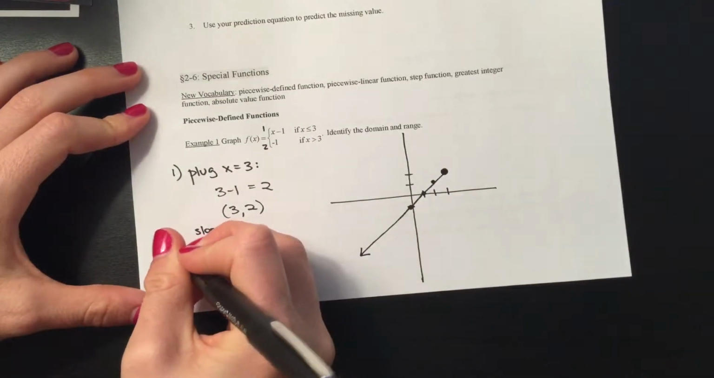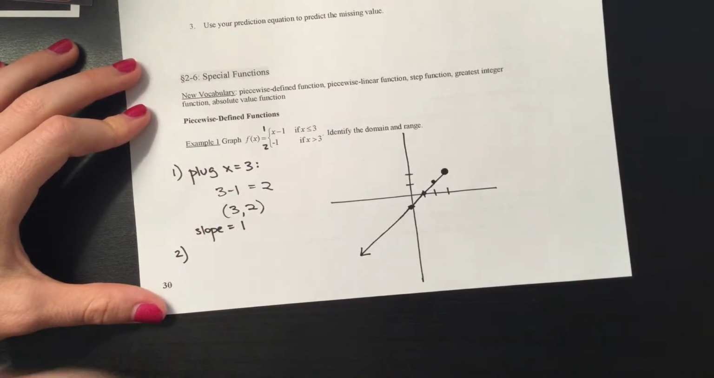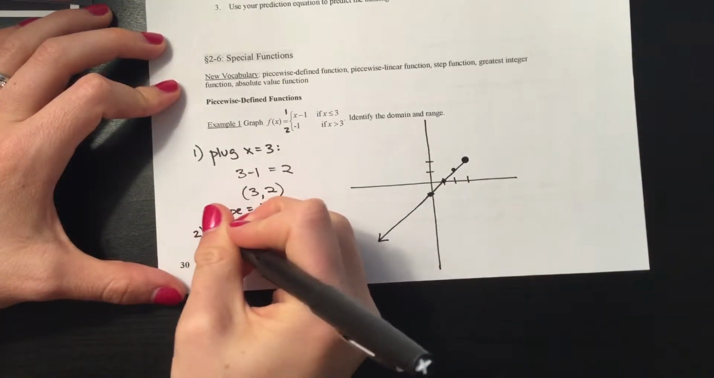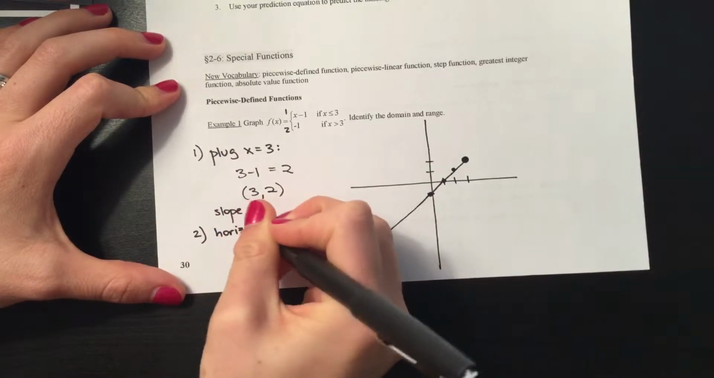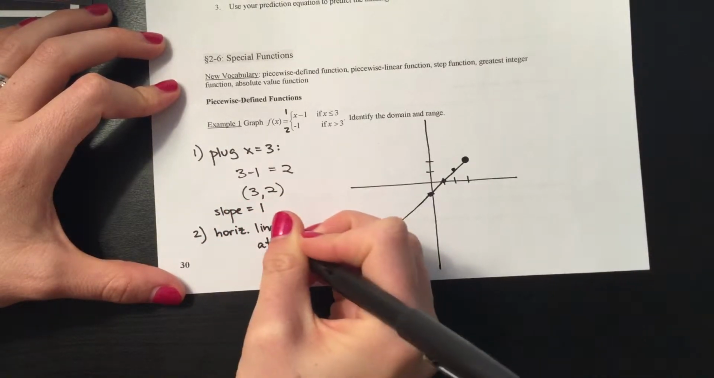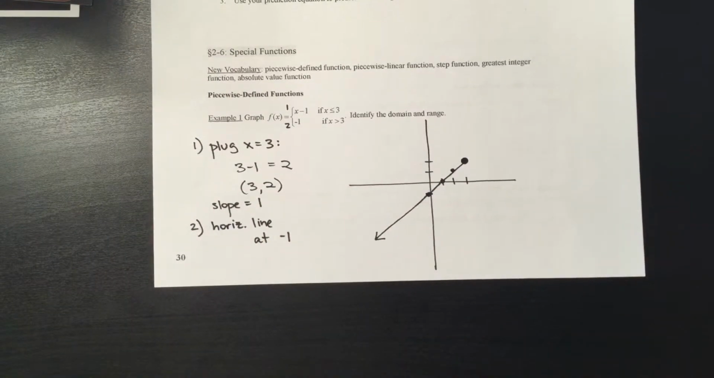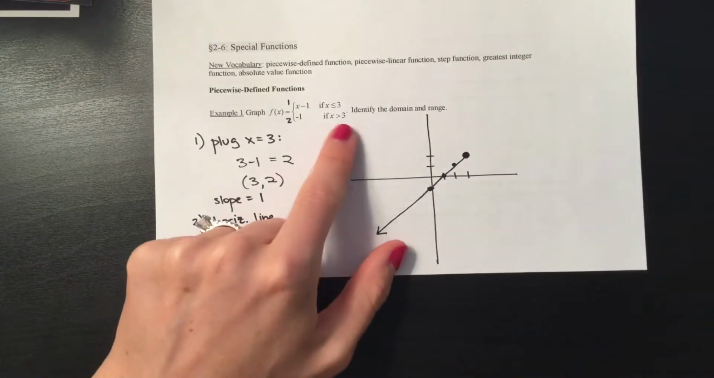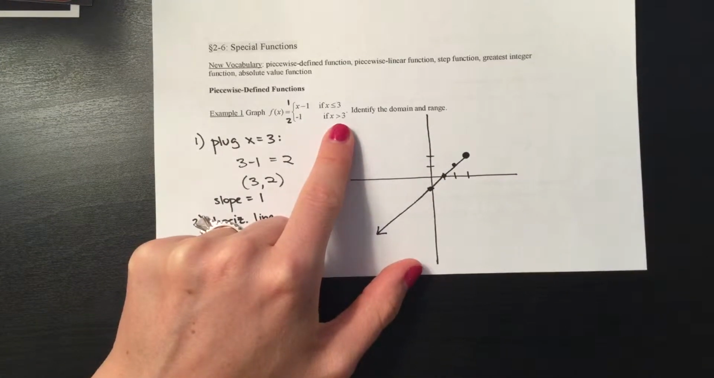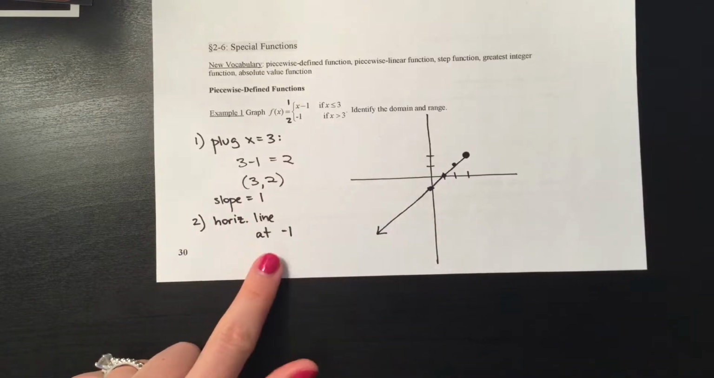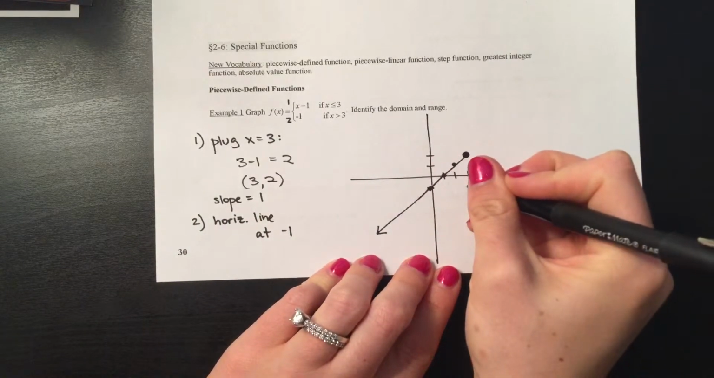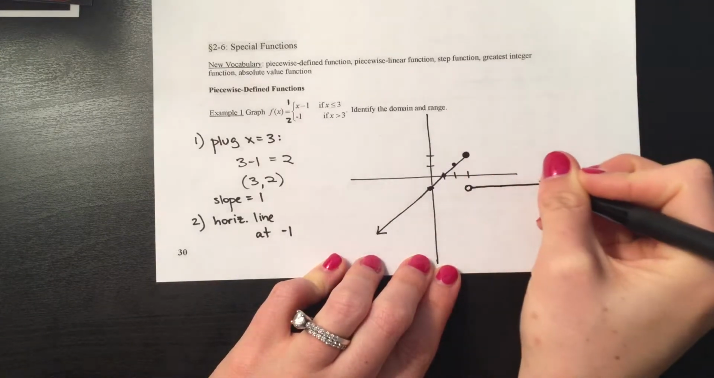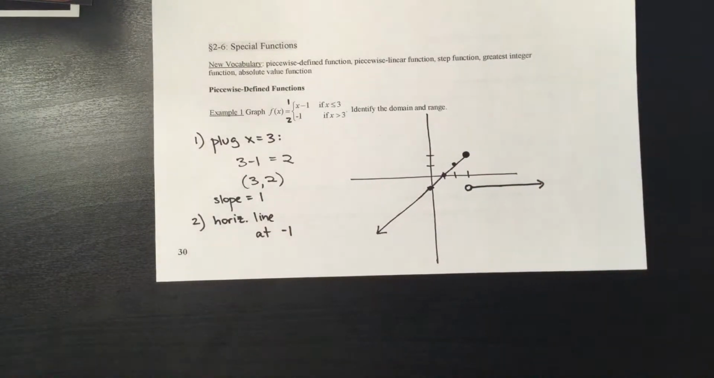So for my second piece, since this is just a negative 1, this is actually a horizontal line. Okay, so it is a horizontal line at negative 1. That means the function is always negative 1, no matter what you plug into it. So we're still starting at 3, but see how this is a greater than 3, not a greater than or equal to. So we're going to start at negative 1, but we're going to start there with an open circle. And then from that point on, it is just a horizontal line where the value is always negative 1. So this is our first example of a piecewise function.